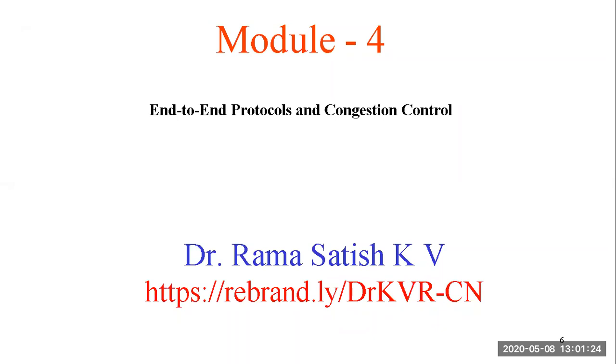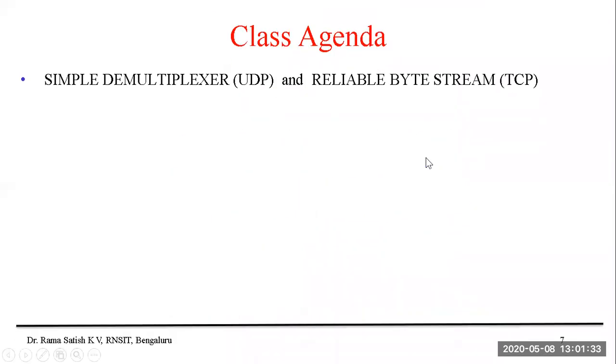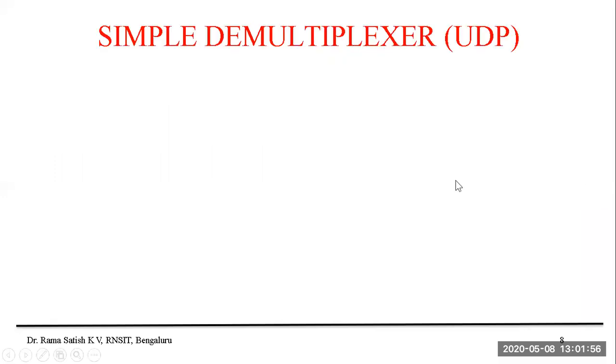So, we'll start today's session. Today, we'll be talking about the demultiplexer protocol. We call it UDP, user datagram protocol, and the reliable byte stream protocol, which we call TCP. So UDP and TCP are the two protocols that we are about to discuss in today's class.